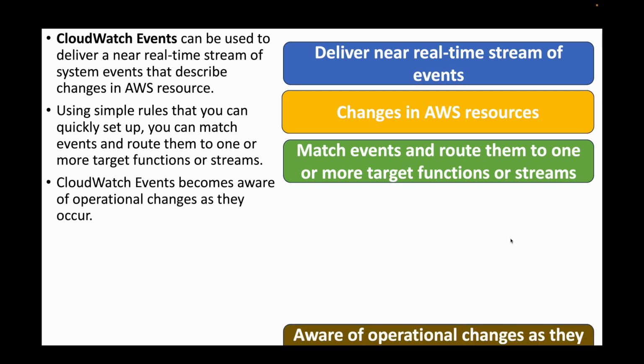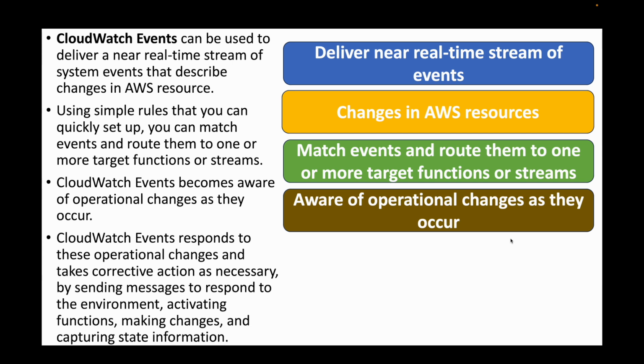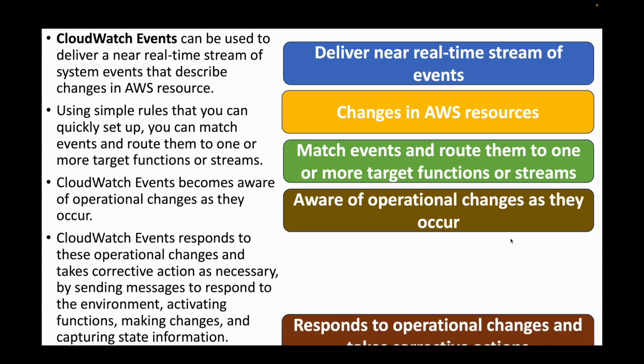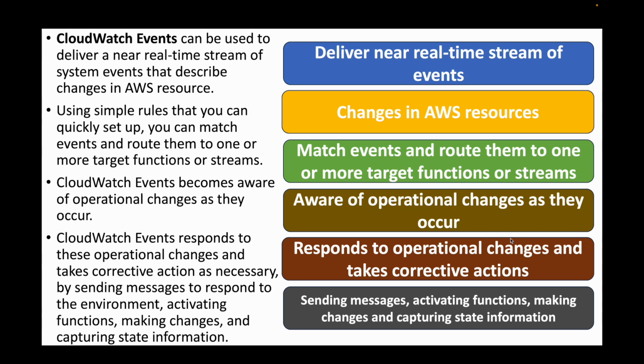These CloudWatch Events that we will be creating become aware of these changes as they occur. It continuously keeps an eye on the resources that we have mentioned, and it gets to know whenever there is a change. Once it gets to know that there is a change, it will respond to those operational changes and take the necessary actions based on what we have defined. The actions can be sending out notifications, triggering some Lambda functions, making some changes to those resources, or simply capturing the state information. It can be any of these. You can define the actions that you want to take.